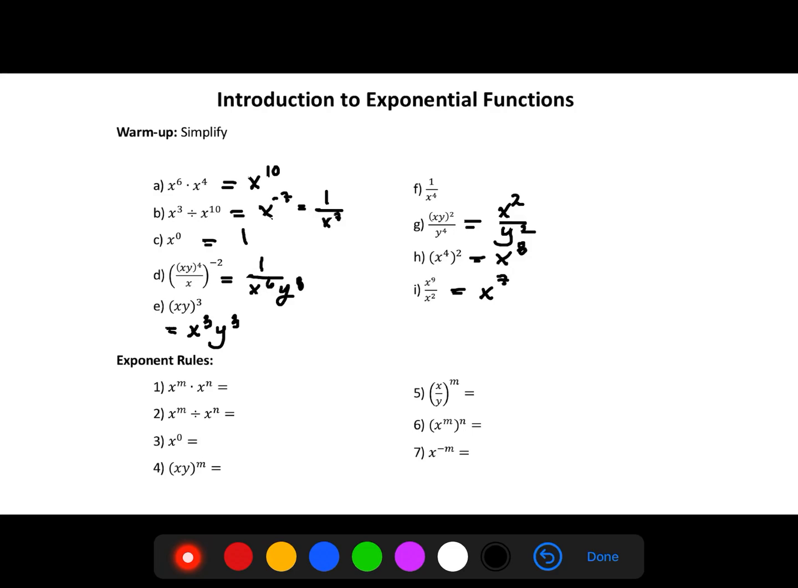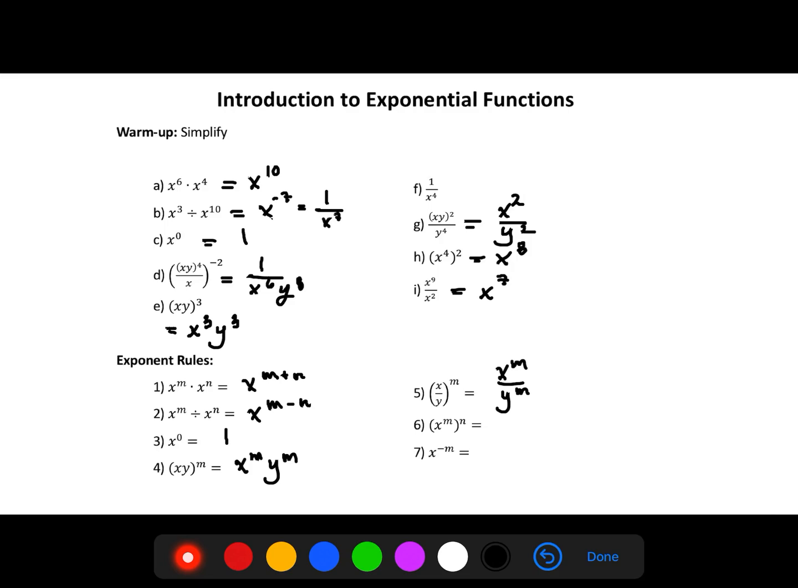Just going over our exponent rules, we know that if we have the same base and we're multiplying, we're going to add our exponents. If we are dividing, again, must be the same base, we are going to subtract our exponents. Anything to the power of 0 is equal to 1. If we have an exponent outside of our brackets, we are going to apply the exponent to all parts of what's inside, even if it's a number. And same idea if it's a fraction, we're still going to apply that exponent to all parts of what's inside.